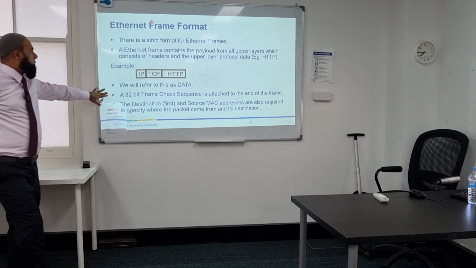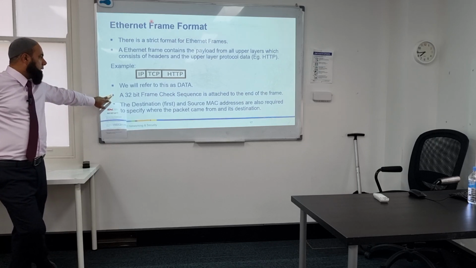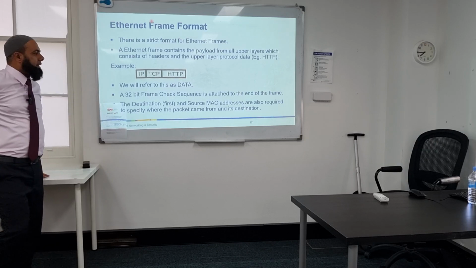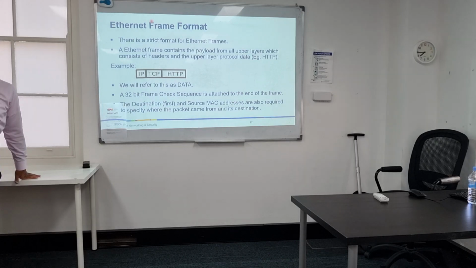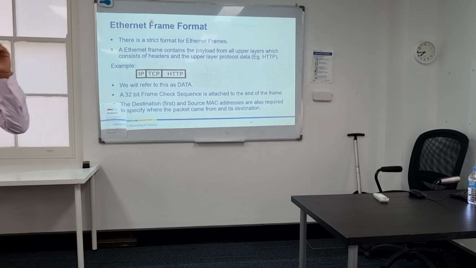For example, a 32-bit frame check sequence is attached to the end of the frame. The destination and source MAC addresses are also required to specify where the packet came from and its destination. So always with your packet, the address where it is going is attached, and the address where it is coming from is attached as well.